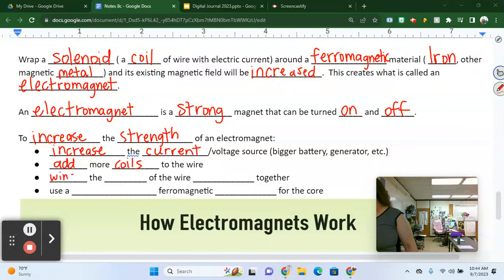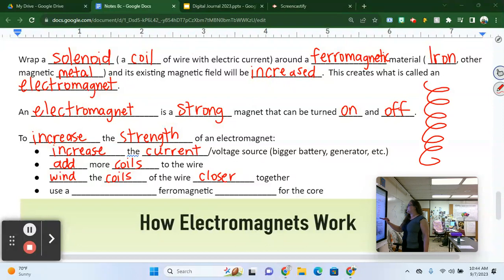Number 3, wind the coils of the wire closer together. So not only can you add more coils, you can also put them closer together. An electromagnet that was made with one, two, three, four, five, six, 7 loops that were spread out like that is not going to be as strong as one with those same 7 loops, one, two, three, four, five, six, seven, that are tighter together. This is going to be stronger than this.